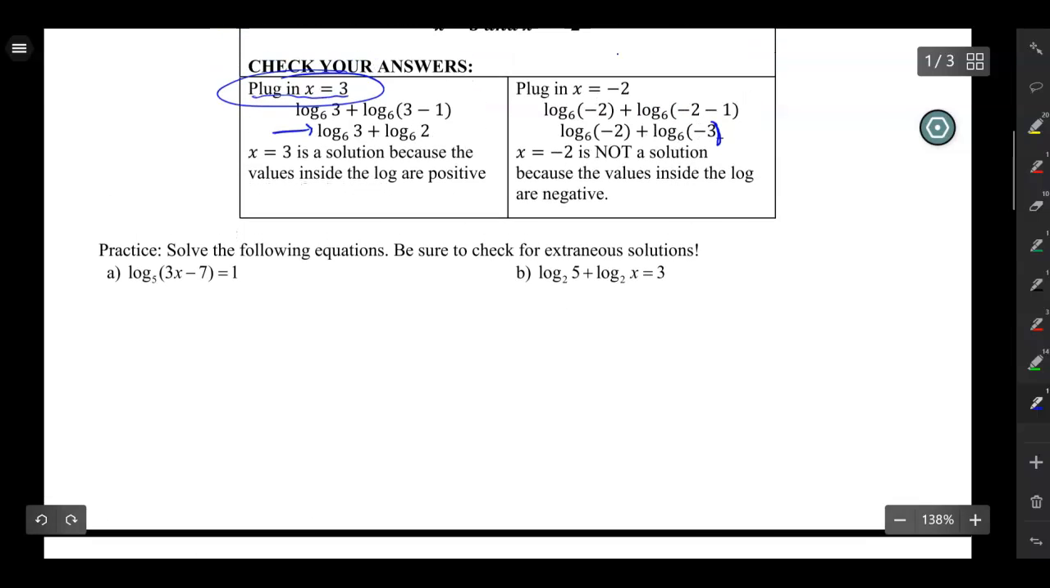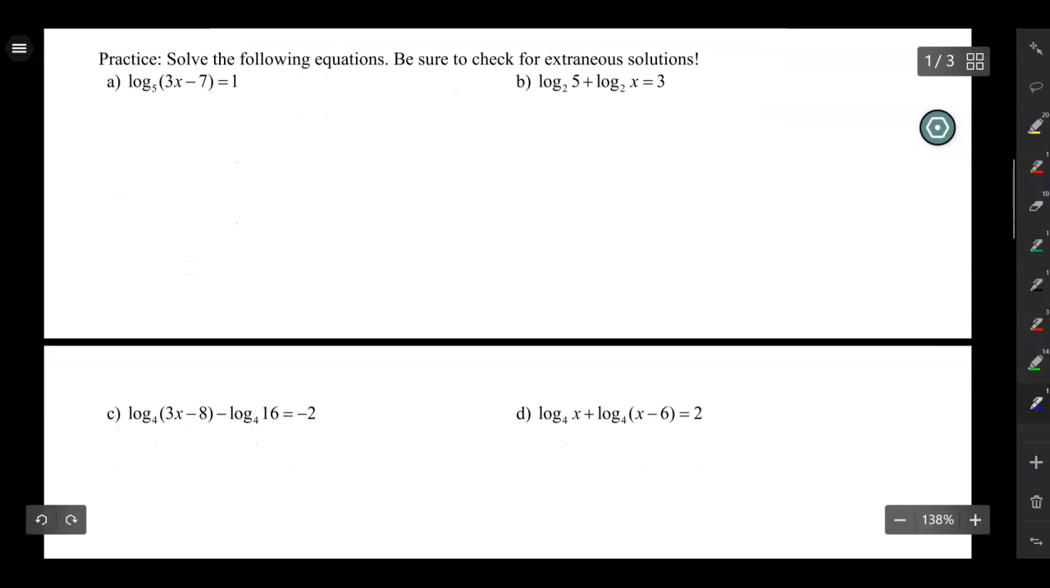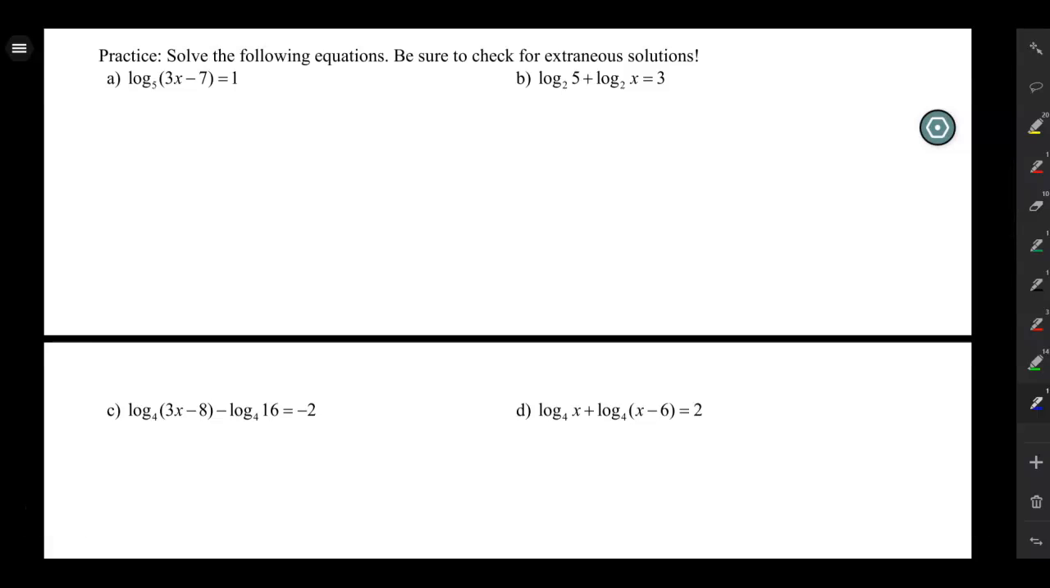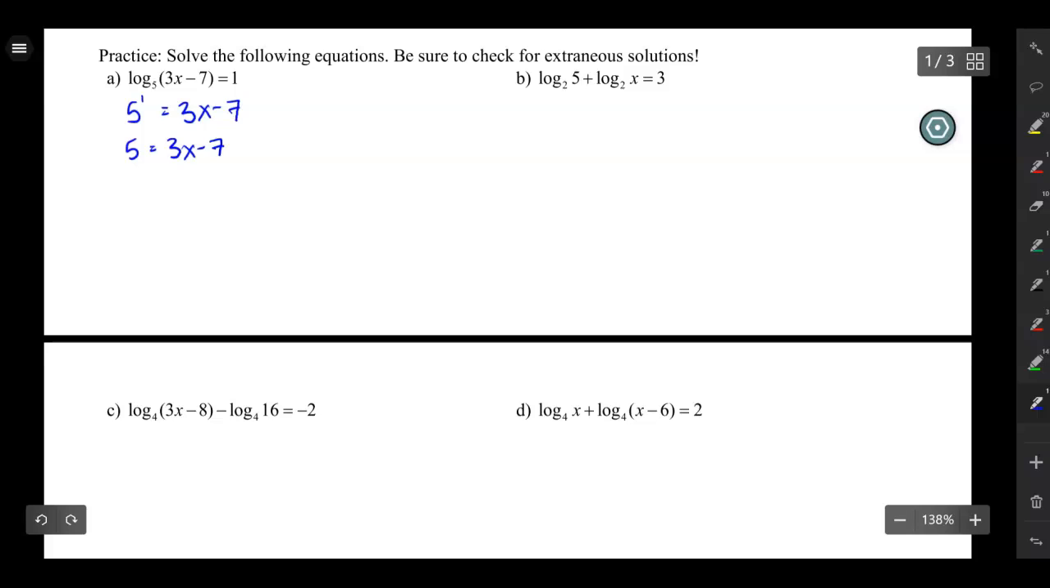Okay, let's go ahead and do some examples of these. In example A, I don't need to worry about condensing the logarithm because it's already condensed as far as it can go. We just have one logarithm. So I'm going to rewrite this as an exponential equation. So 5 to the 1st power is equal to 3x minus 7. Now 5 to the 1st power is just 5. So 5 equals 3x minus 7. Then add 7 to both sides. So 12 is equal to 3x. Divide by 3. And 4 is equal to x.